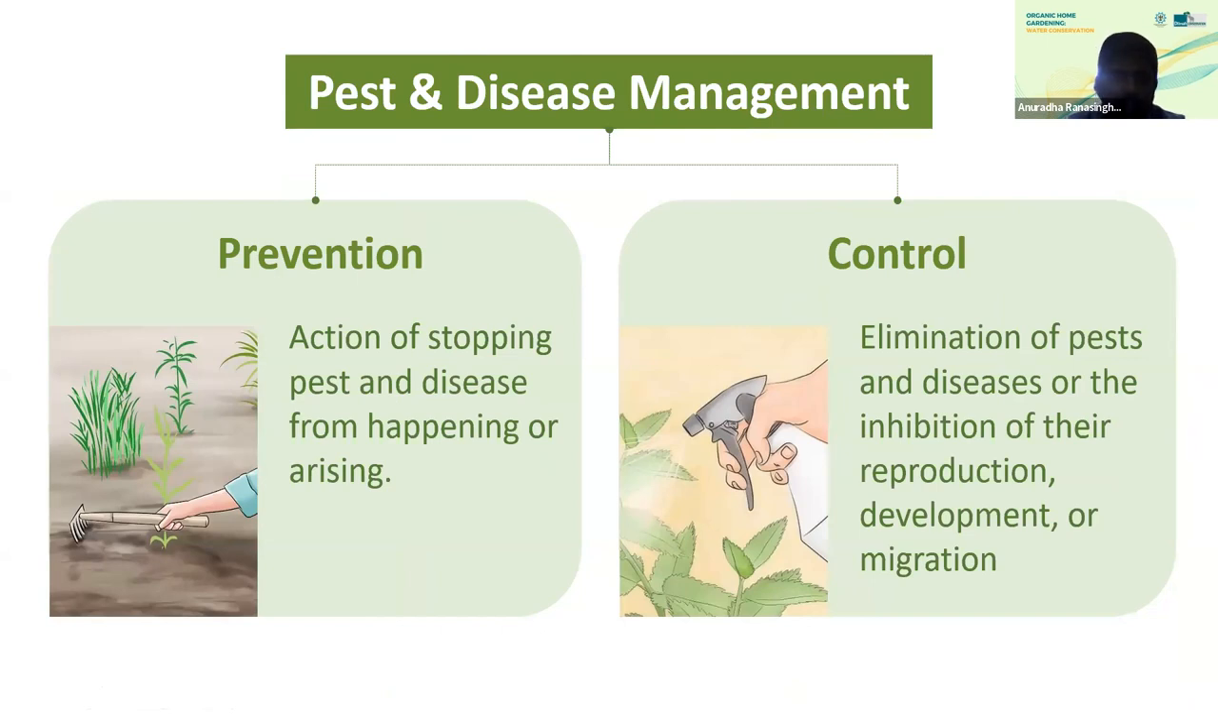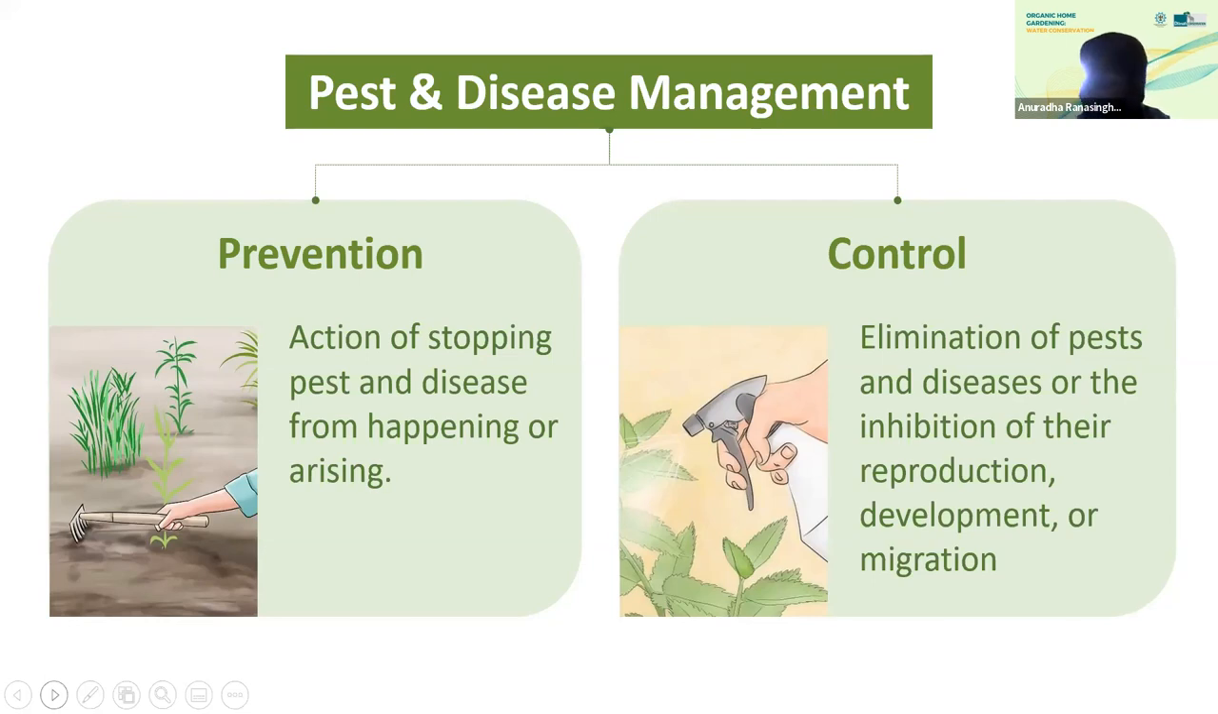So when we do pest and disease management, prevention is very, very important, because most of the time we are doing organic home gardening. So we use organic pesticides and especially organic pest repellents and remedies to mitigate the diseases. Before a disease or any pest spreads in our home garden, we need to identify it at an early stage, and we need to take preventive measures before it spreads to your entire garden. So that's why we say prevention is important.